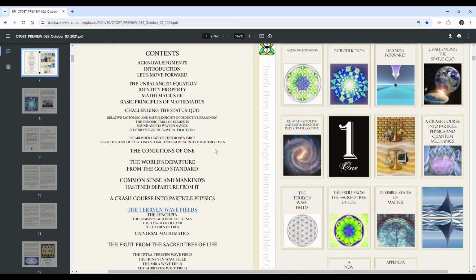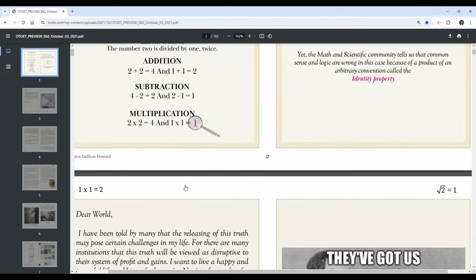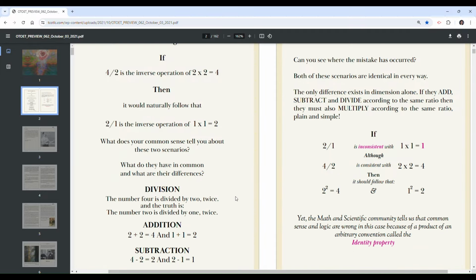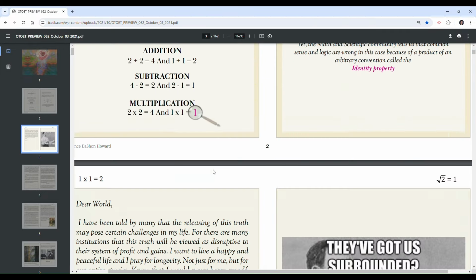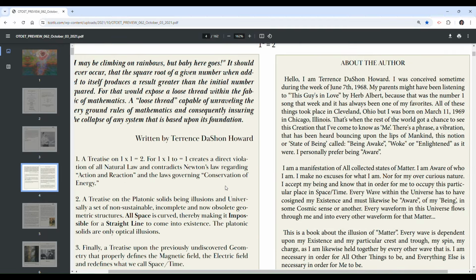Overall, it's really confusing. It's not really well put together. There's a lot of fluff. Even page two took me about 25 minutes to get through. Then he's got his letter to the world, and his meme. That's covered in part one if you want to see that.